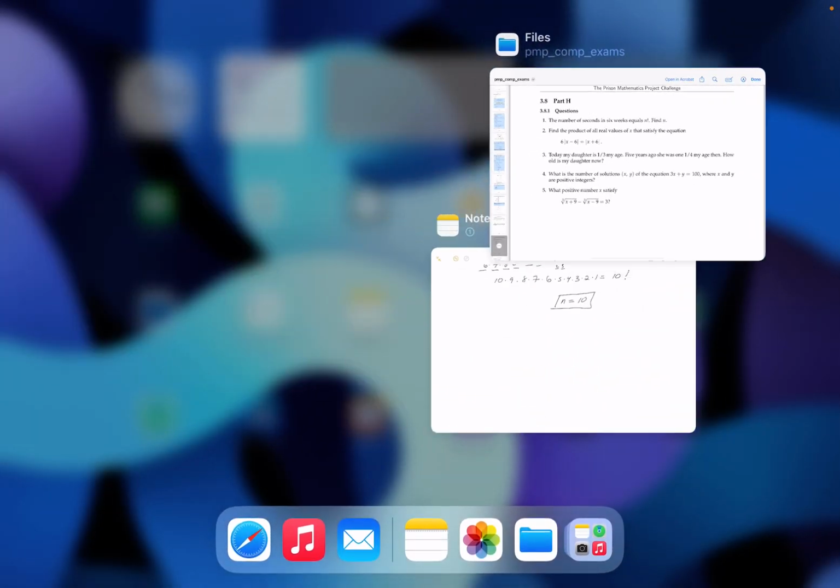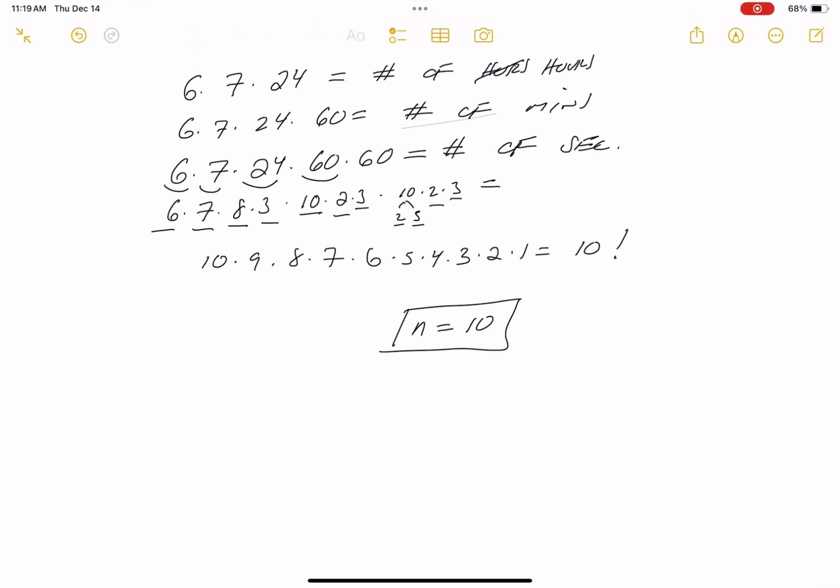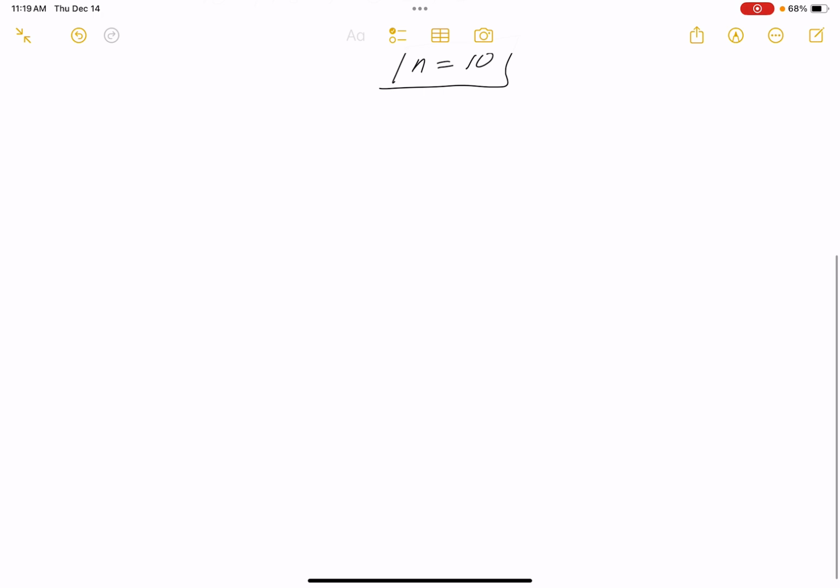I'm going to do the whiteboard. And when I go to the whiteboard, I'm going to do the problem as I would like to do it. You may do it differently, of course. This is number 2. And what I see is 6 times the absolute value of x minus 6 equals the absolute value of x plus 6.